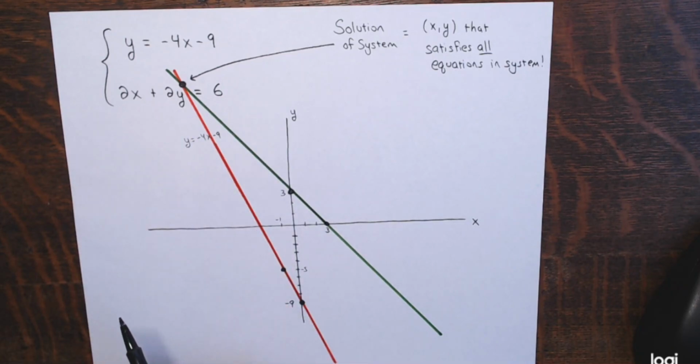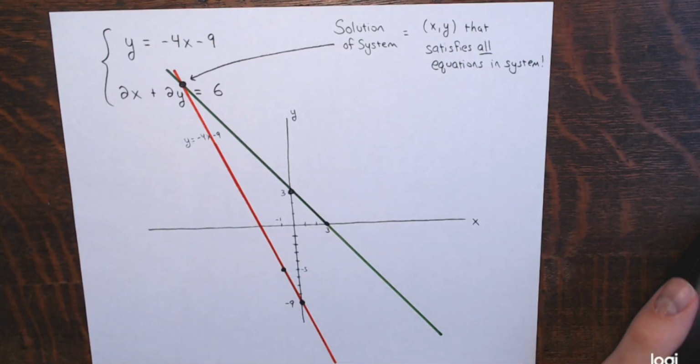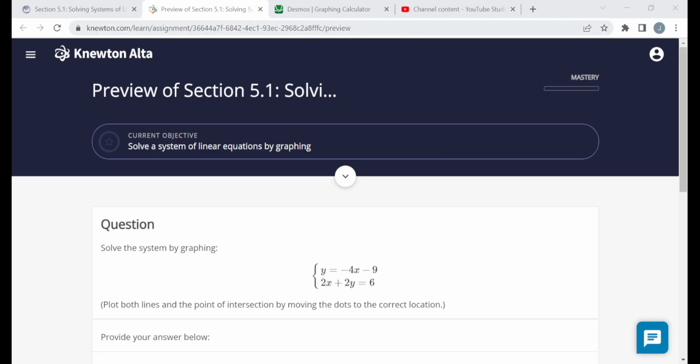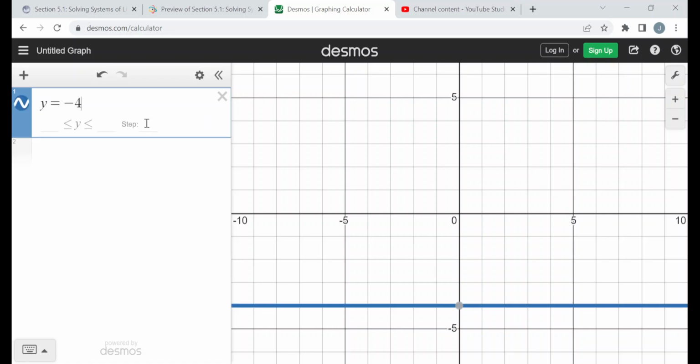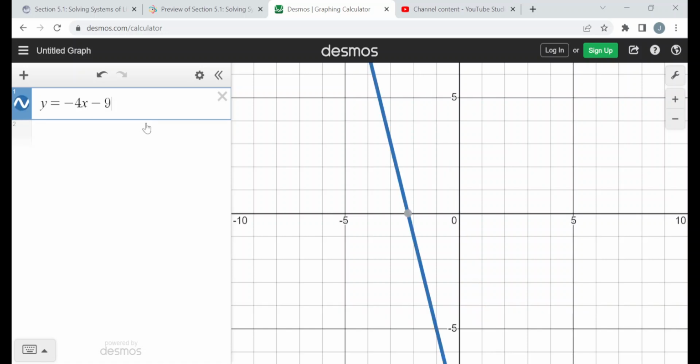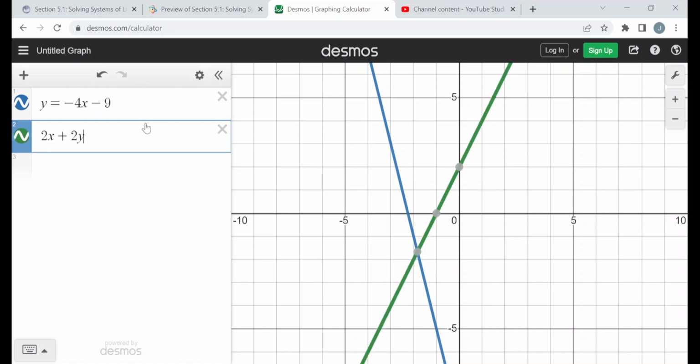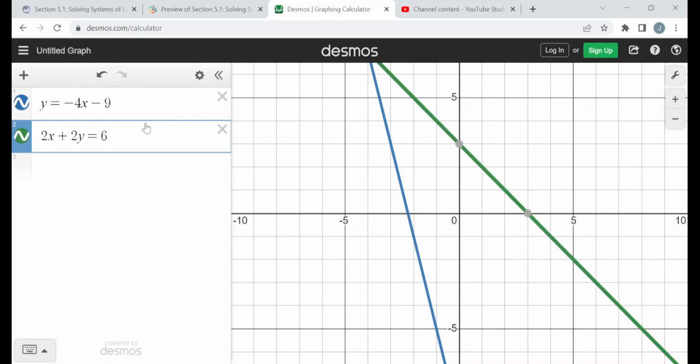Like I said, if you have graph paper and you want to do these by hand, that would make it a lot easier. Or we could actually just get some assistance here. I'm going to go to desmos.com, a free online graphing calculator, and graph these lines. y equals -4x minus 9, and you see how it has a nice grid. And then the other one was 2x plus 2y equals 6.